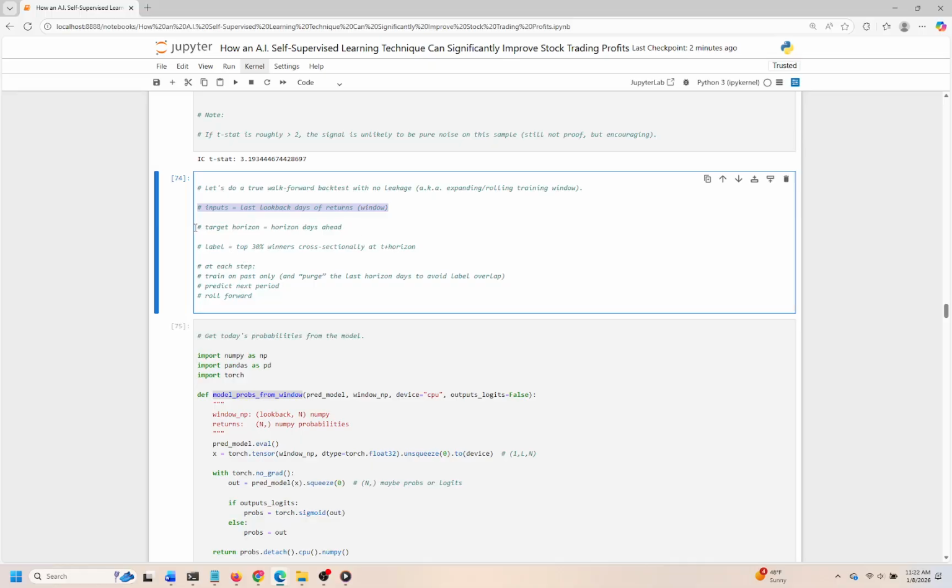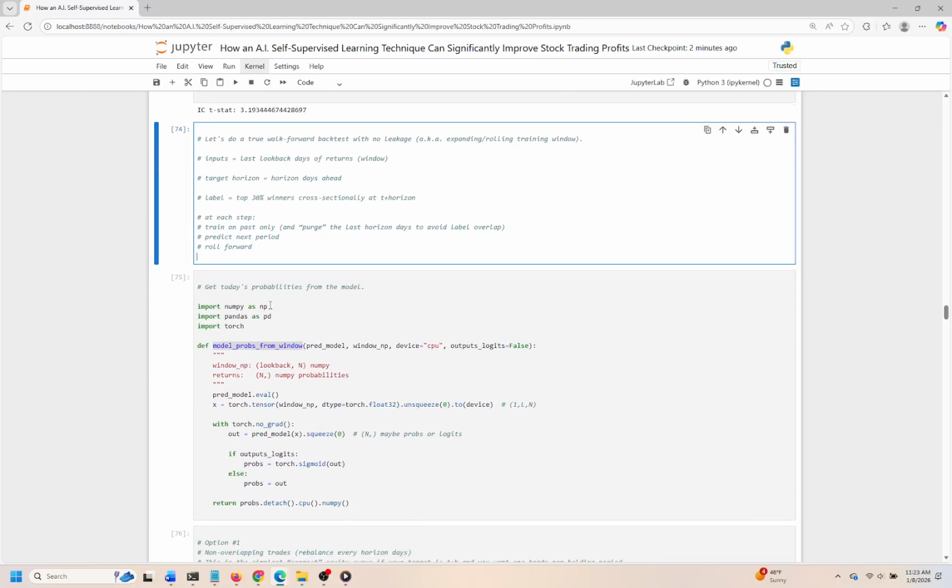The primary inputs here are the recent days of returns we use to define our look-back window and our target horizon, which indicates how far ahead we aim to make predictions. The goal is to label the top 30% of stocks that will perform best in the subsequent period. This method effectively captures the dynamic nature of the financial markets while focusing on how well our model can identify winners based solely on historical data.